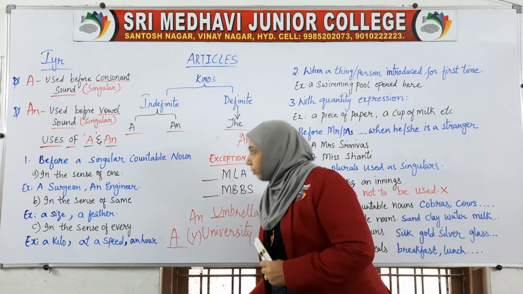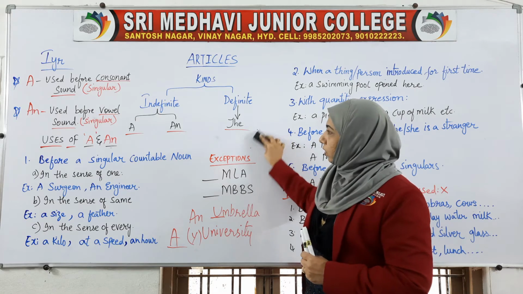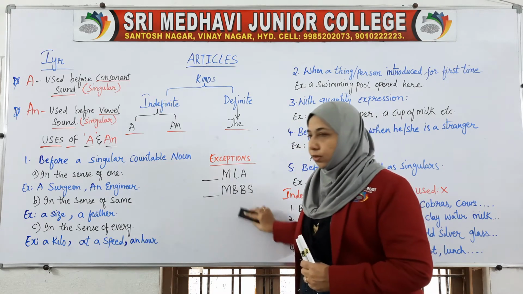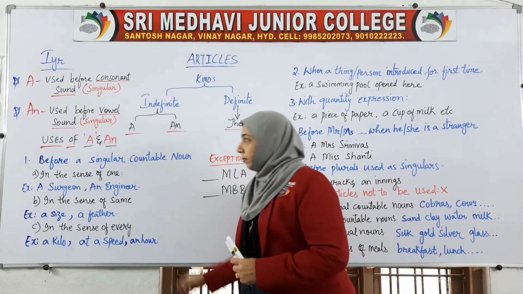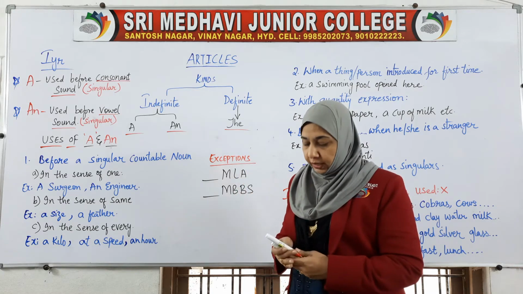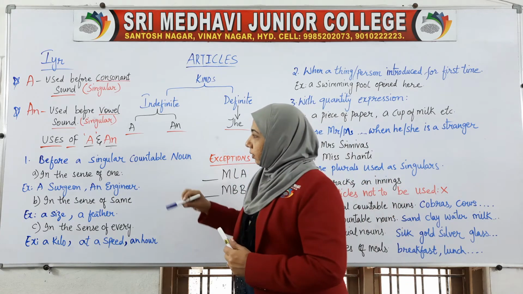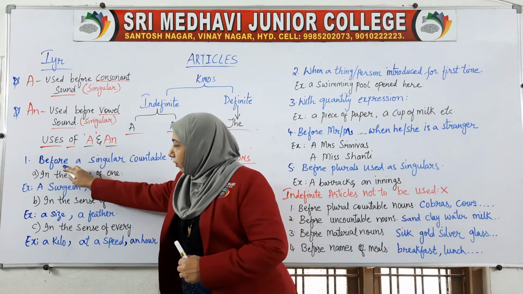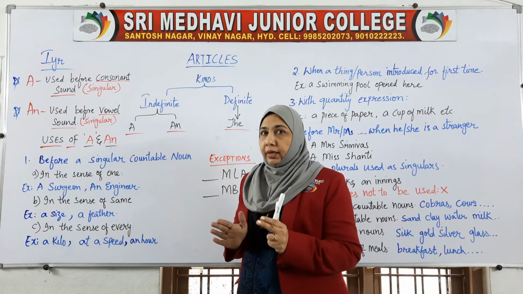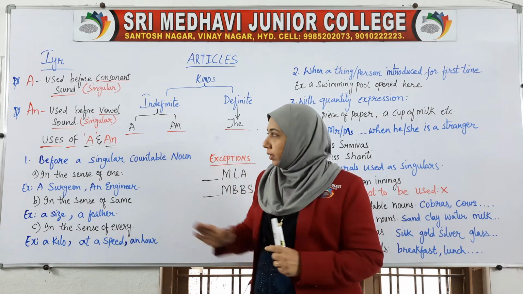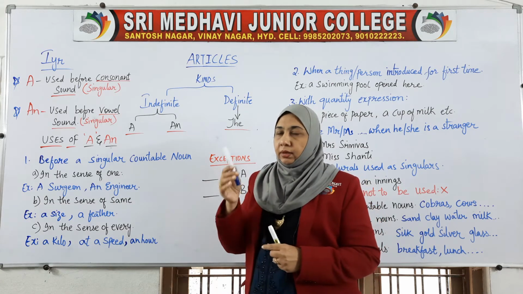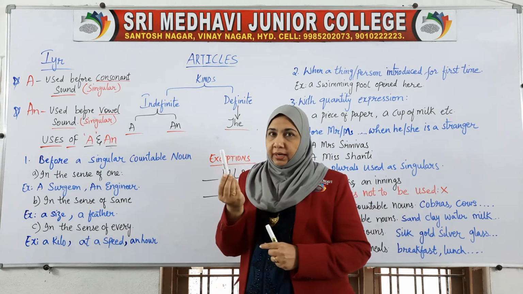Now we have some exceptional rules for the uses of a and an. Certain rules are there, and I will explain those rules. Then we will move on to where indefinite articles are not supposed to be used. Now take the example for this. A or an could be used before a singular countable noun. A singular countable noun: a pen.